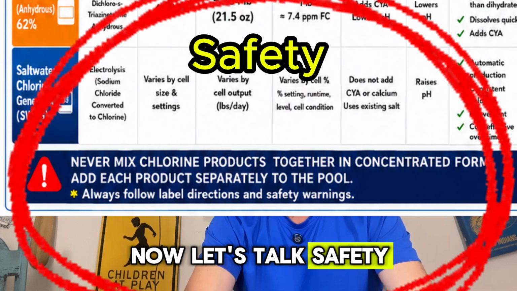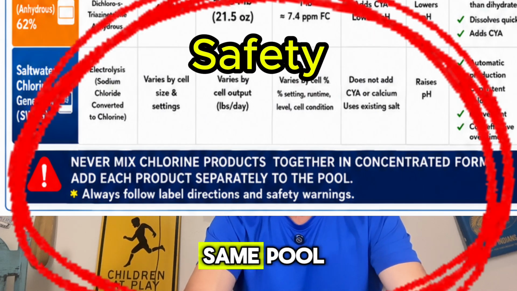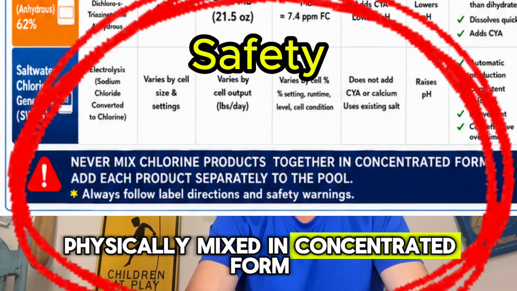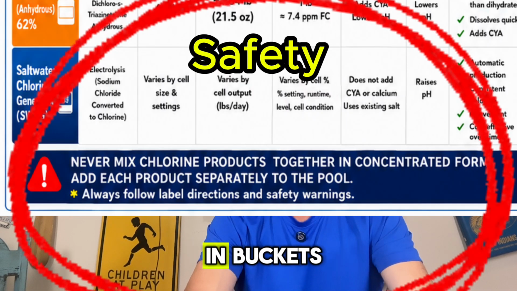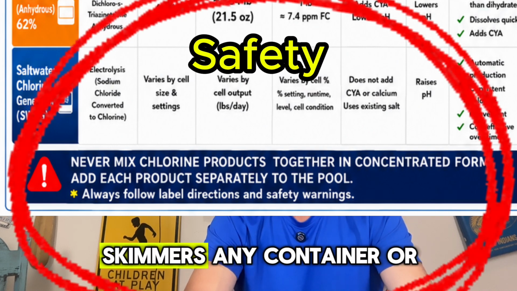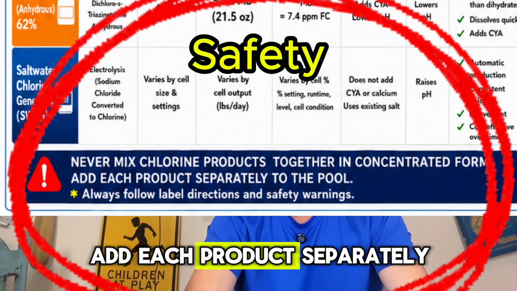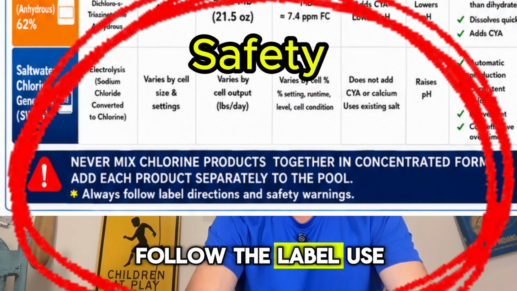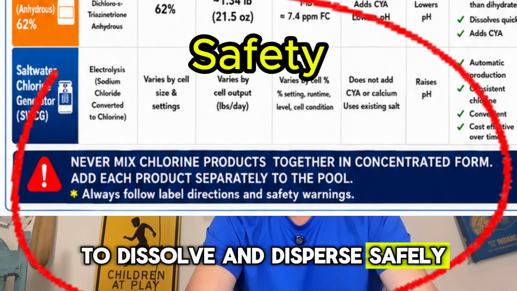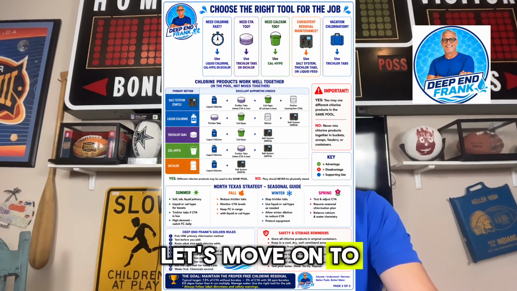Now let's talk safety. This warning is critical. Different chlorine products can be used in the same pool. They must never be physically mixed in concentrated form. Do not mix them in buckets, scoops, feeders, skimmers, any container, or concentrated solutions. Add each product separately. Follow the label, use good circulation, and allow the product to dissolve and disperse safely before adding another product. All right, this finishes page 1. Let's move on to page 2.